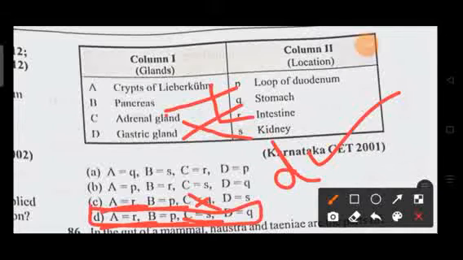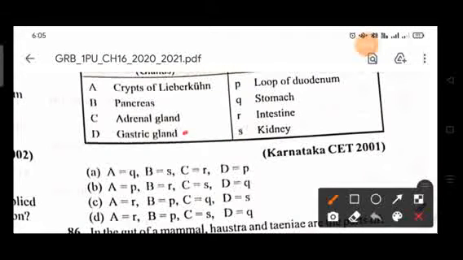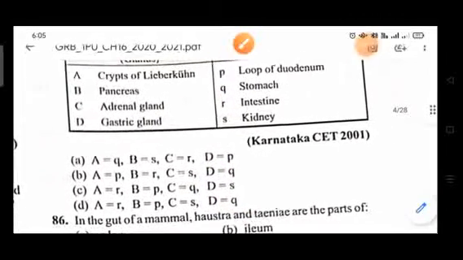This is how we need to do it, or else there is one more technique: instead of coming from the front, go from the back. D is gastric glands, which are present in the stomach. So D is Q.